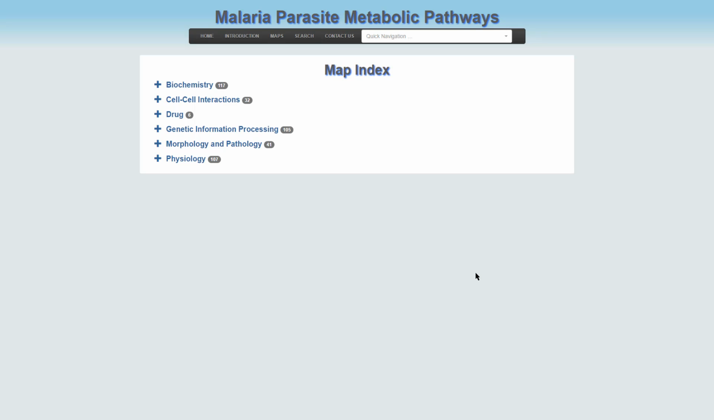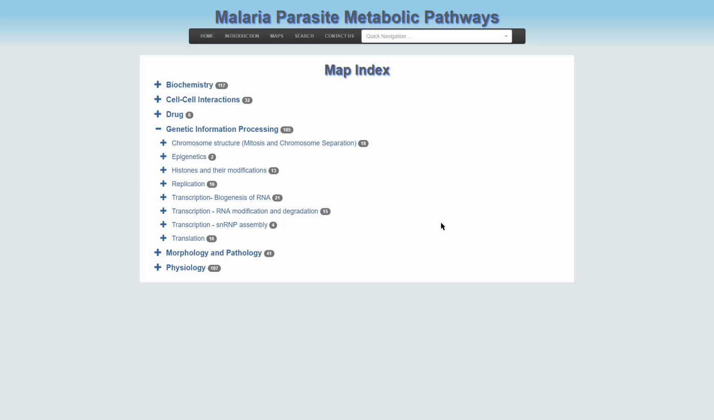Metabolic pathways comprise only 12% of MPNP. Most other maps and tables deal with biological processes such as genetic information processing here. And you see that, as expected, this is subdivided into replication, transcription, translation, and also some information about chromosome structure, epigenetic, and histone modifications.